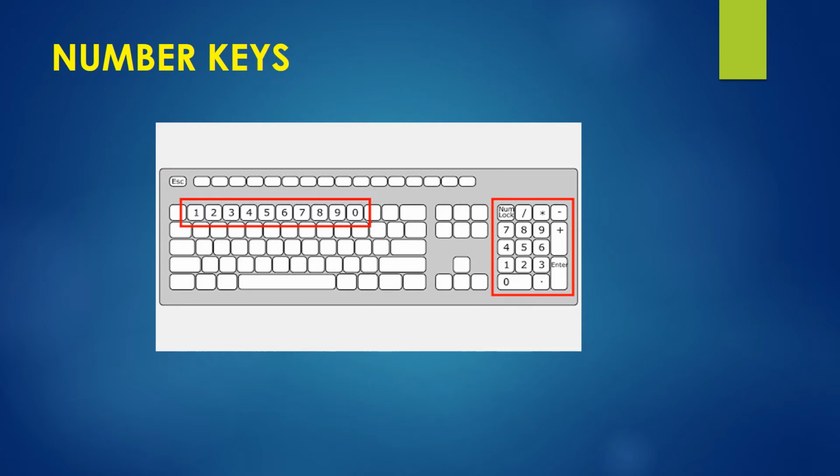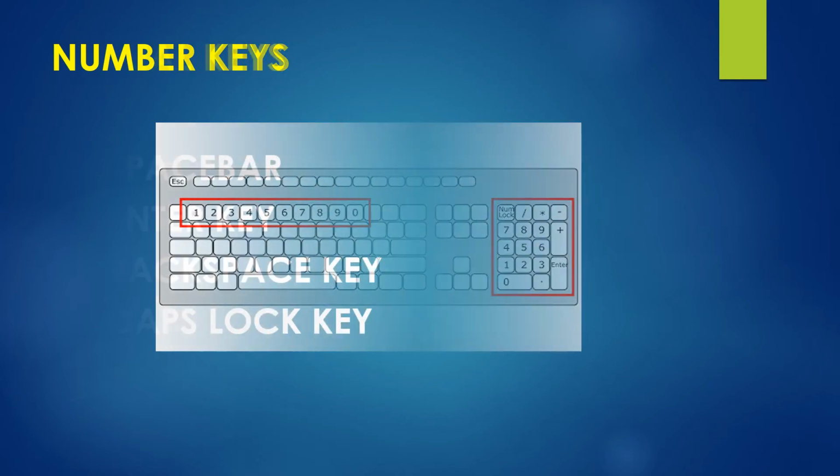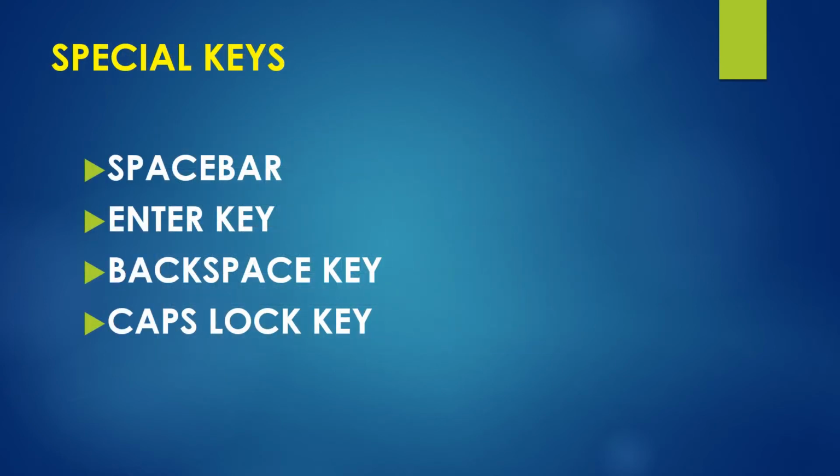And next one is special keys. Now let us see why we call all these keys special keys. Because these keys perform some special functionality. These keys are used to perform some specific function such as space bar, enter key, backspace key, caps lock key. So now let us see one by one all these keys.